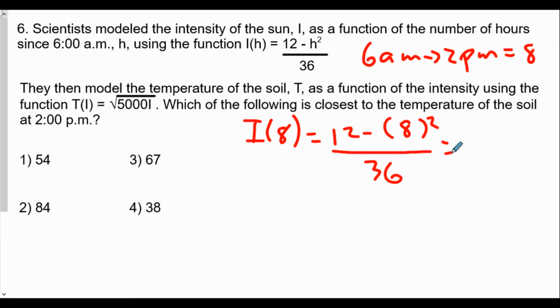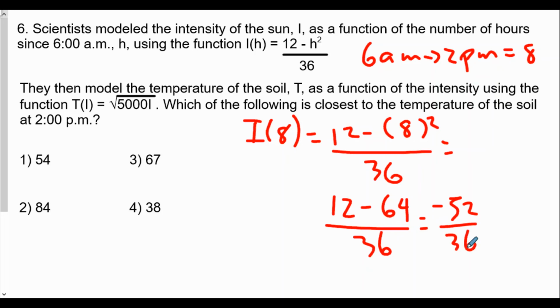So in this case we have 12 minus 64 over 36. And 12 minus 64 is equal to negative 52 over 36. And that simplifies. I think we can divide top and bottom by 4, right? So dividing the top by 4, I get negative 13, and the bottom by 4, I get 9. So we end up getting this.